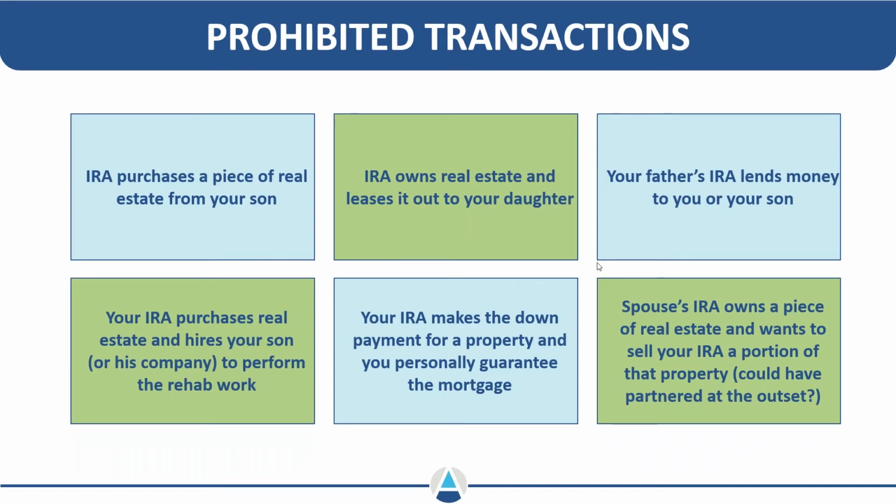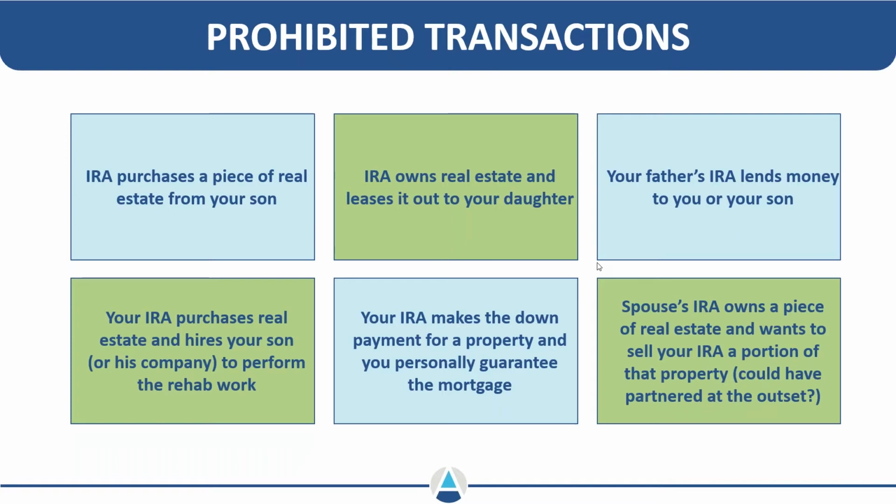So one thing that would essentially be prohibited from the very beginning: an IRA purchases a piece of real estate your son tries to purchase a piece of real estate that your son owns. You can't buy something from a direct lineal descendant or ascendant of you personally, so that one's directly off the table. However, let's say your IRA owns a piece of real estate. You couldn't lease it out to your daughter.